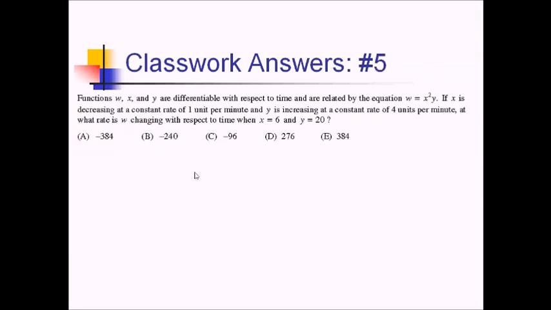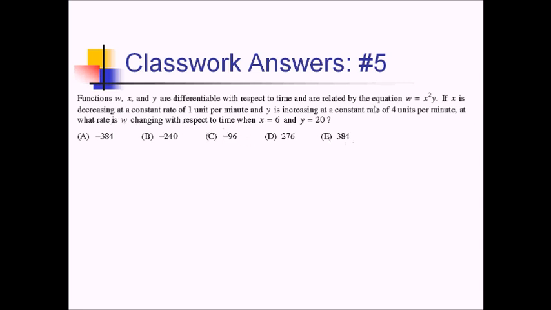For this problem, we're given three functions, w, x, and y, that are differentiable with respect to time. This is a key tip-off here that we're probably going to have to implicitly differentiate these with respect to time. But let's keep going. They're telling us these are related by the equation w equals x squared y. That's going to be important. And then they're giving us the rate of change of x and y, and also the exact values of x and y at a specific point in time. Given all this, we want to know the rate at which w is changing with respect to time.